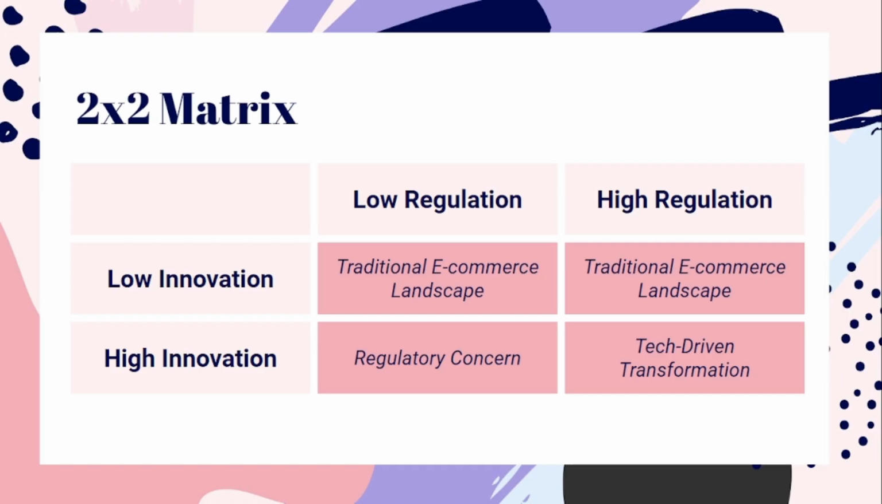This quadrant represents a scenario where rapid advancements in AI and AR technologies drive innovations in e-commerce, while regulatory bodies enforce strict data protection laws to address concerns about consumer privacy and ethical AI practices.